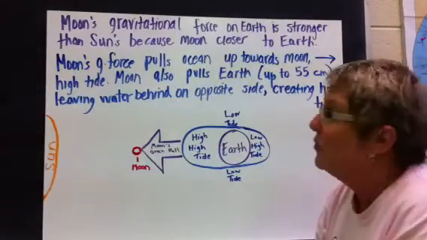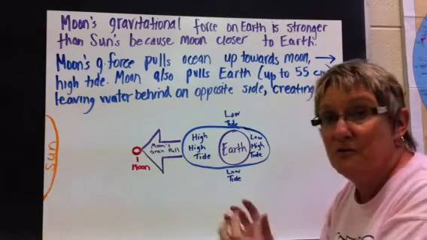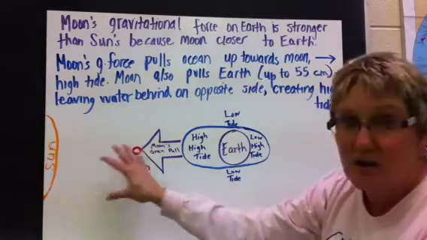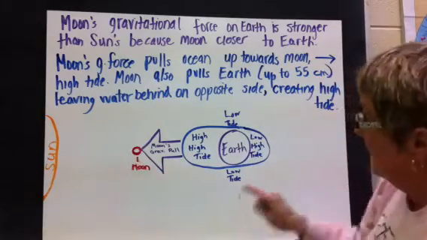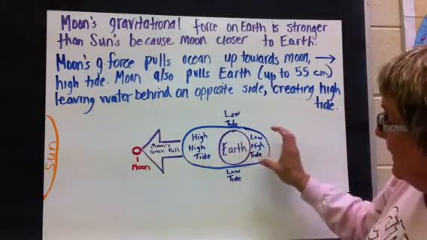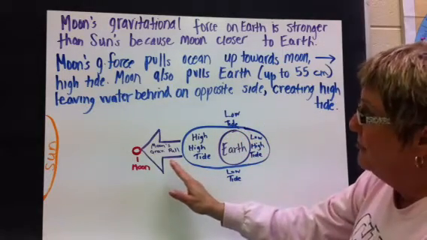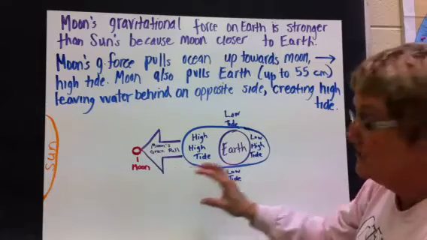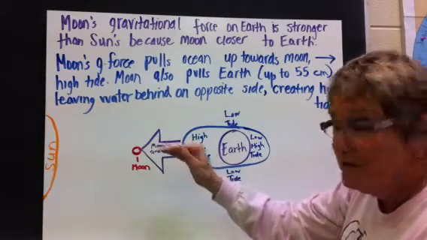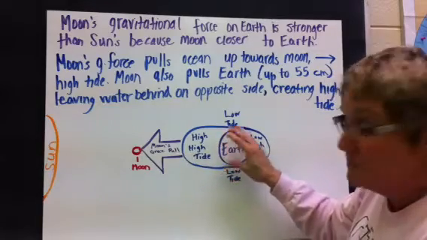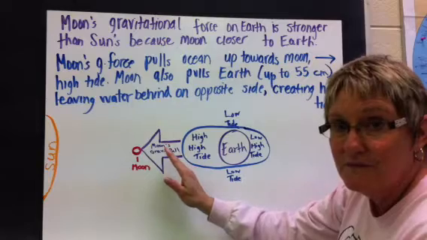The moon's gravitational force on the Earth is stronger than the sun's because the moon is so much closer to the Earth. If you look at our diagram here, you see the sun, we've got the moon, here we have the Earth, and this is the ocean. Now, if you look, the moon's gravitational force is pulling the ocean water towards the moon. That's why we see this great big high tide over on this side closest to the moon.